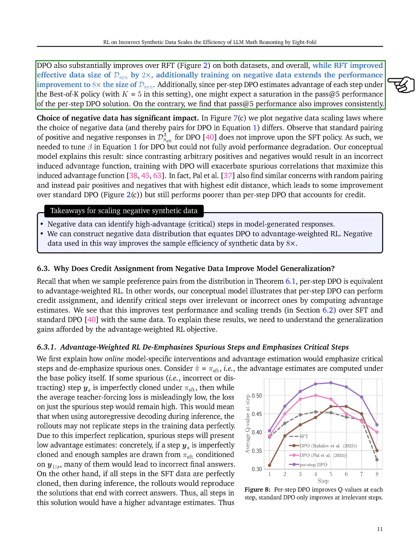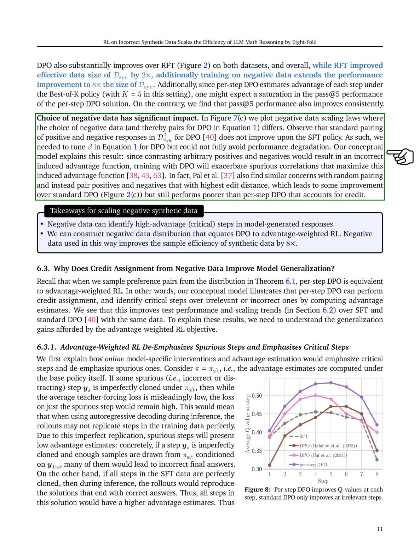Moreover, when we consider a specific size of synthetic data, per-step DPO shows significant improvement over RFT on both datasets. Overall, training on negative data enhances the performance by 8 times the size of the synthetic data. We also find that the choice of negative data has a notable impact.